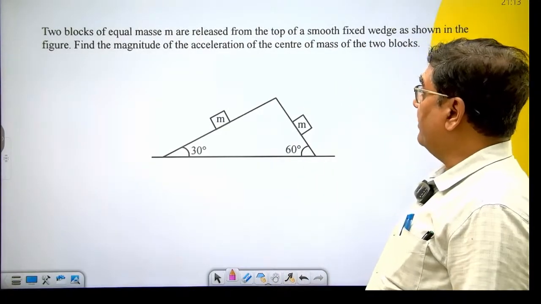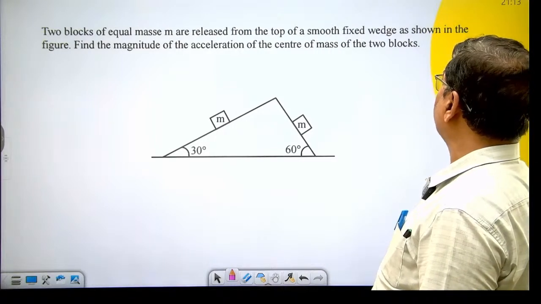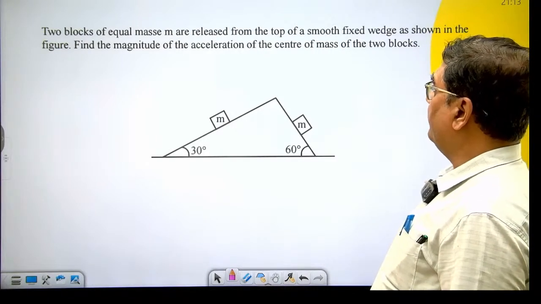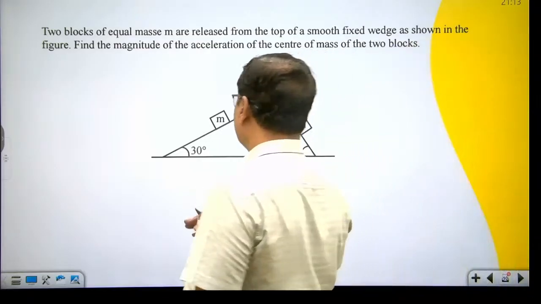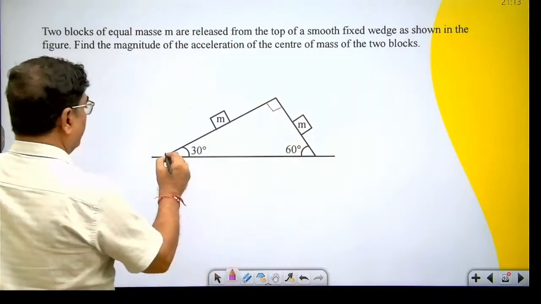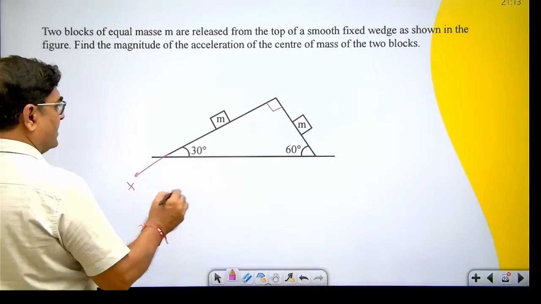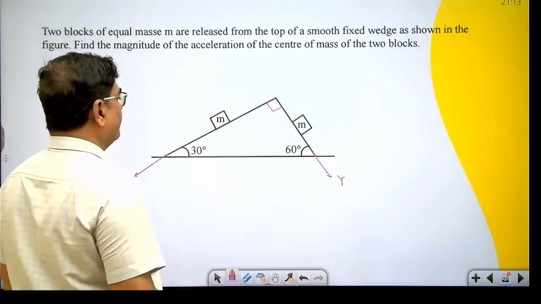Two blocks of equal masses M are released from the top of a smooth fixed wedge as shown in the figure. Find the magnitude of the acceleration of the center of mass of the two blocks. Dear student, in the question, this is 30 degree, this is 60 degree, so this is 90 degree. We can assume this direction is x direction and this direction is y direction. This will make the problem very easy to solve.